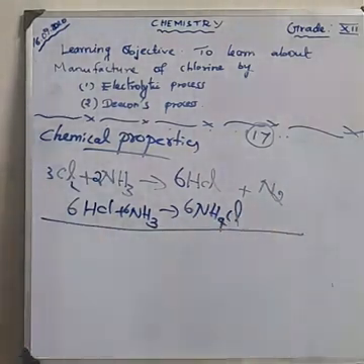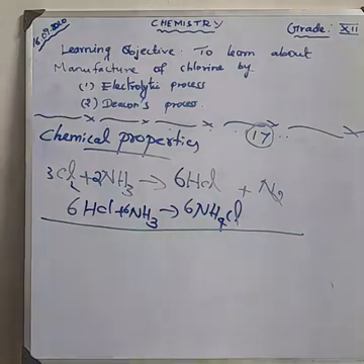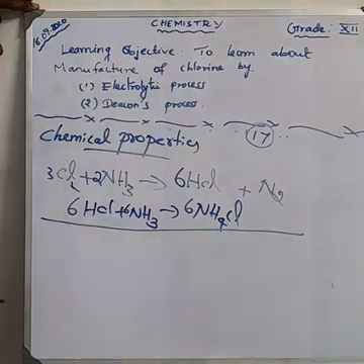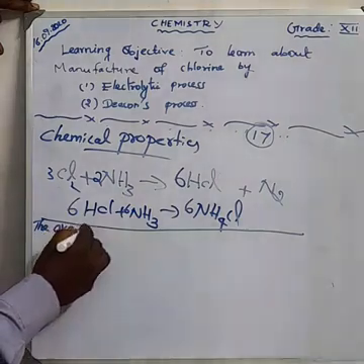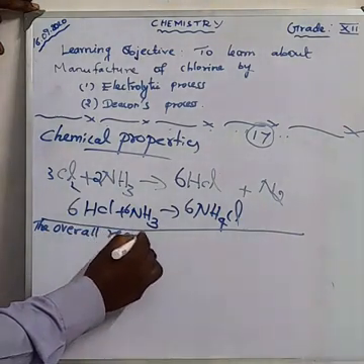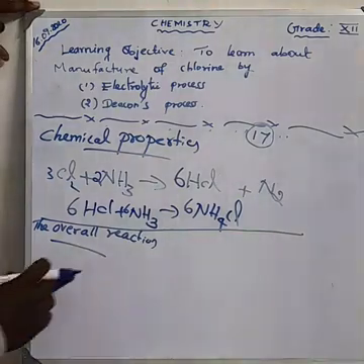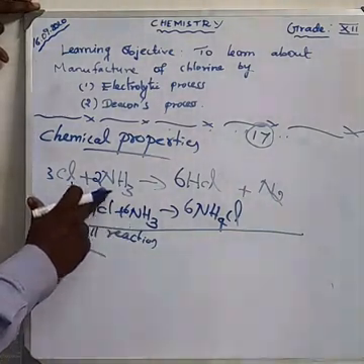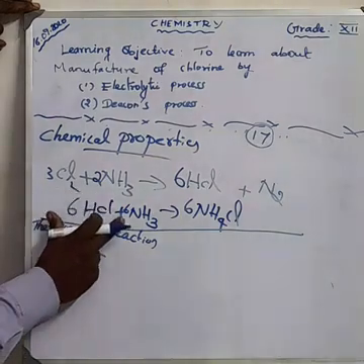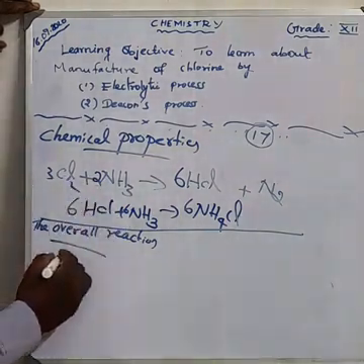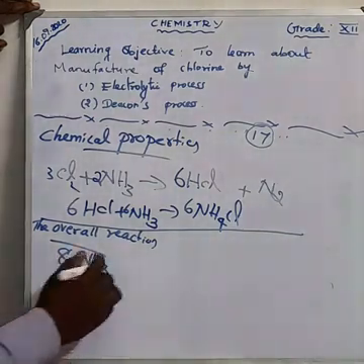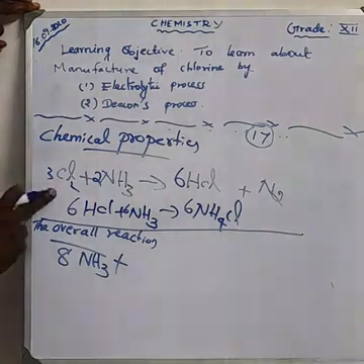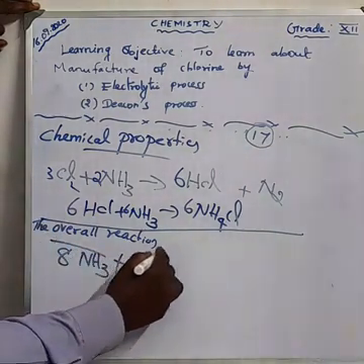What is the overall reaction about this equation? How much ammonia is there? Here having 6 moles of ammonia, here having 2 moles of ammonia, am I right? So 6 plus 2, how much? 8 moles of ammonia, plus how much chlorine is there? 3Cl2.